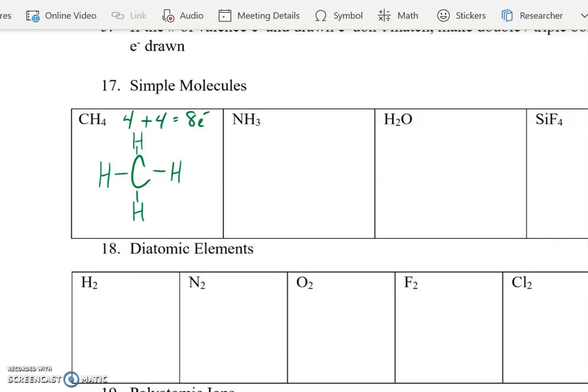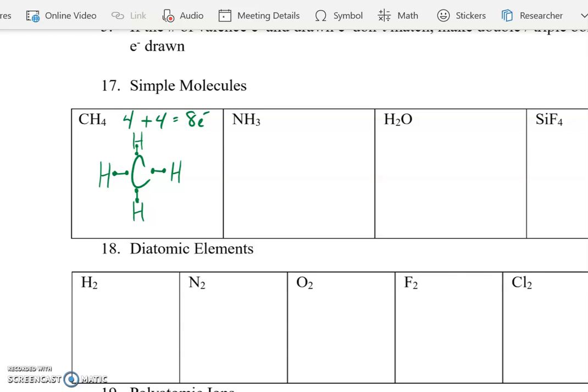Now each line is going to represent a bond, and a line has 2 electrons. Think of there being an electron on each end. These 2 electrons are shared between the 2 atoms that connect them. So, for example, on the right-hand side, the hydrogen is sharing the 2 electrons in the middle with the carbon.